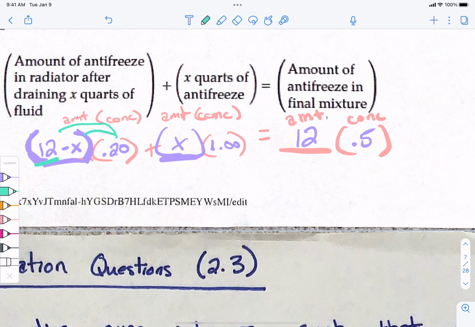Solve it. 12 times 0.2. What's 20% of 12? What's 2 times 12? 24. So what's 20% of 12? 2.4. So 2.4 minus 0.2x plus x times 1 is 1x equals, what's 12 times 0.5? 6. Okay, now what?